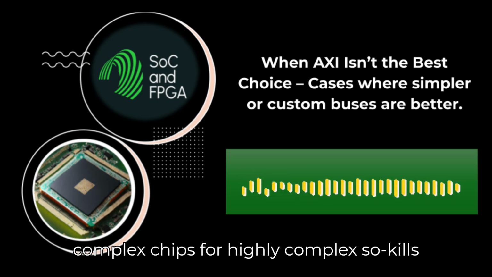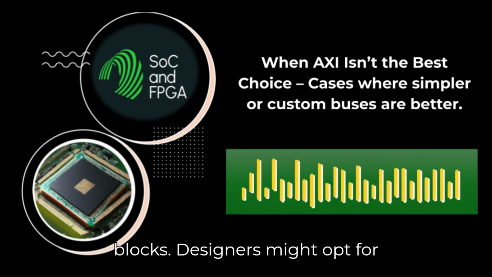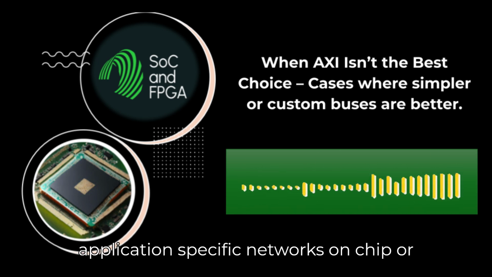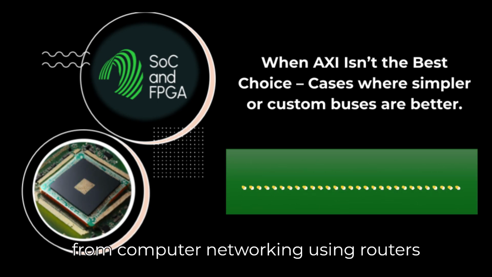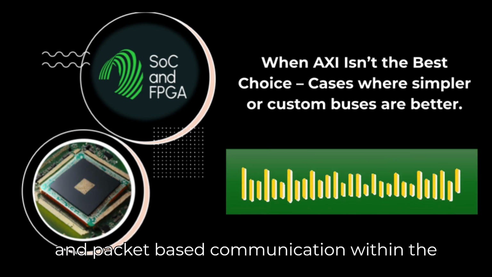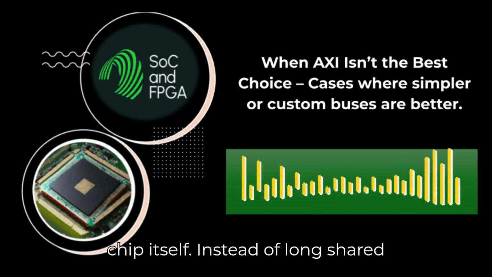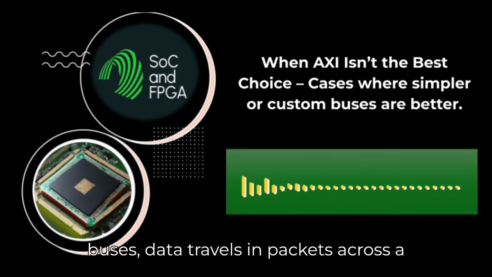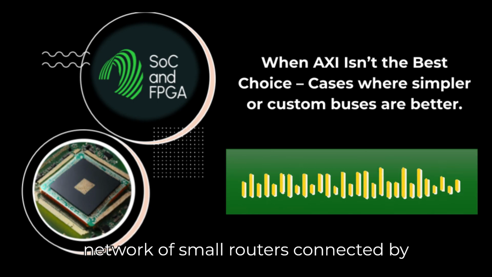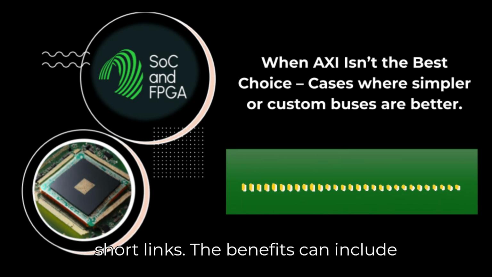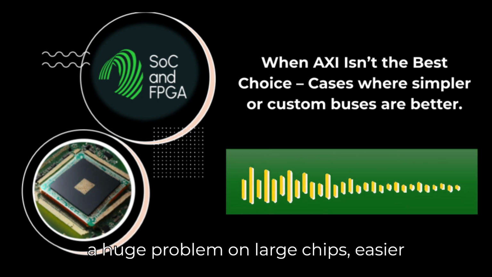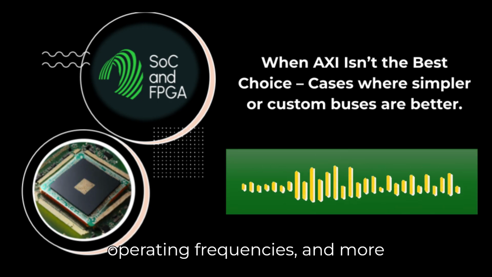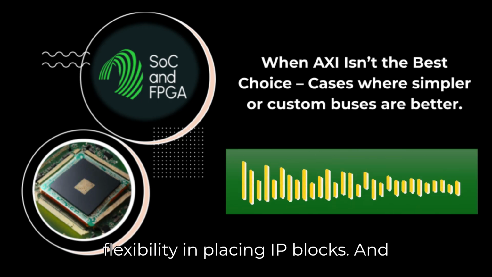And for the really big, complex chips? For highly complex SoCs with dozens or even hundreds of IP blocks, designers might opt for application-specific networks on chip, or NoCs. This approach borrows principles from computer networking, using routers and packet-based communication within the chip itself. Instead of long shared buses, data travels in packets across a network of small routers connected by short links. The benefits can include reduced wire routing congestion, which is a huge problem on large chips, easier timing closure, potentially higher operating frequencies, and more flexibility in placing IP blocks.